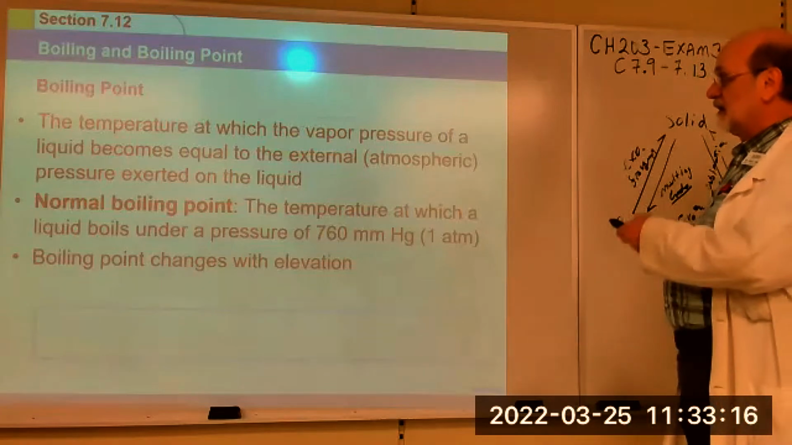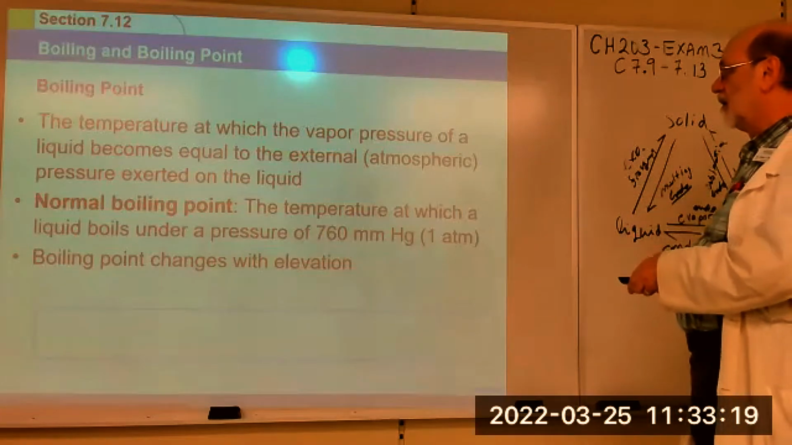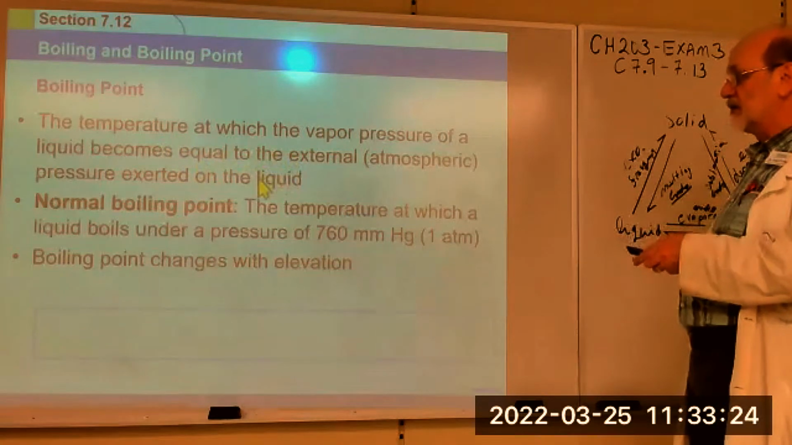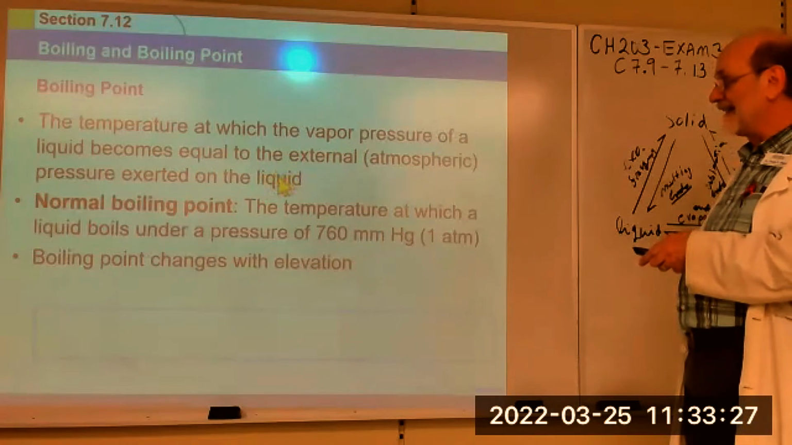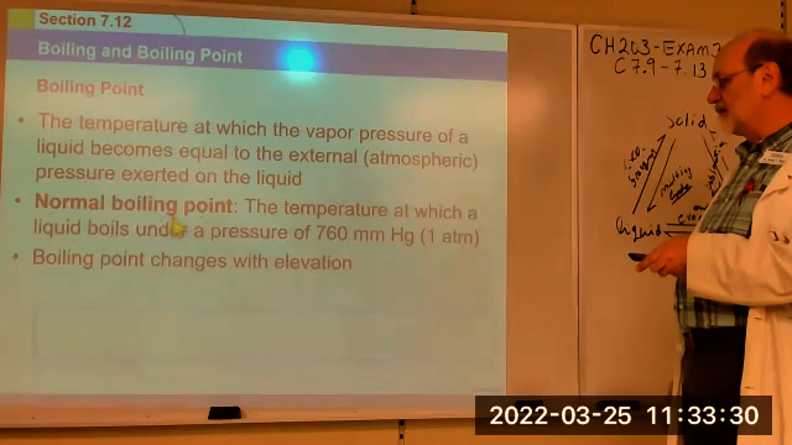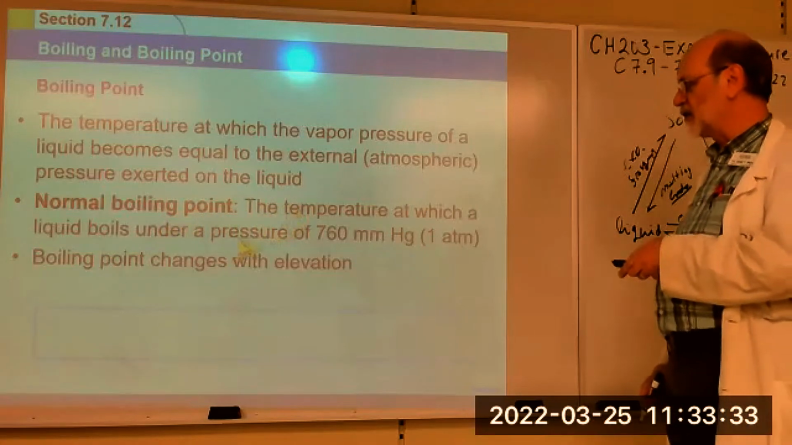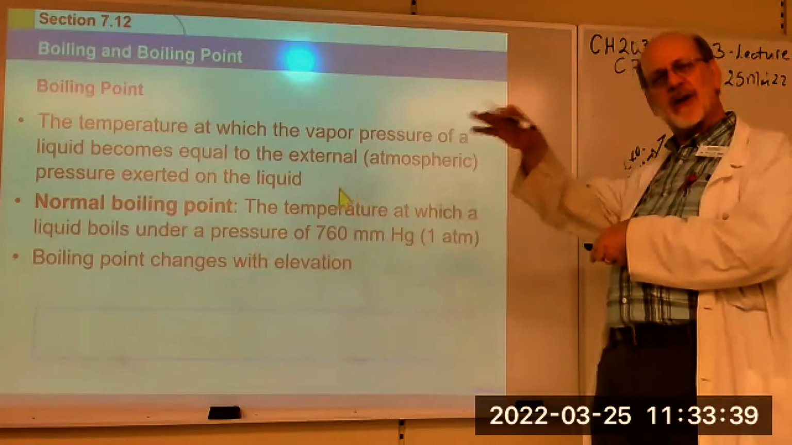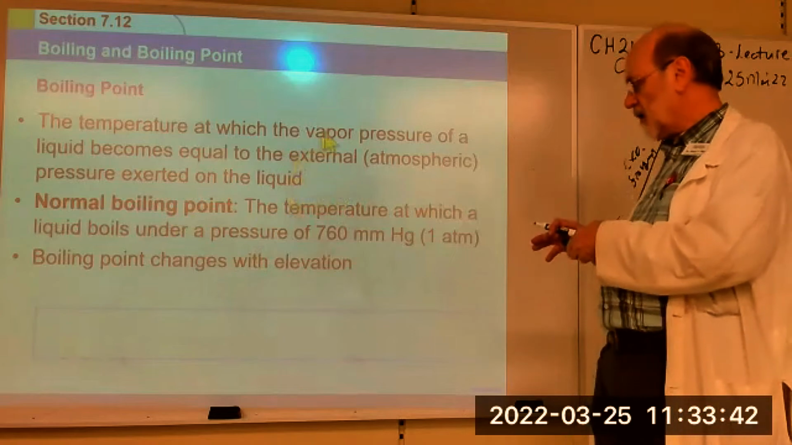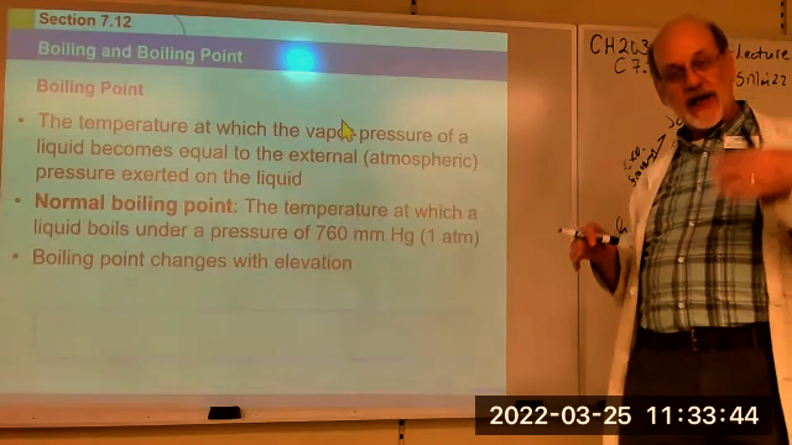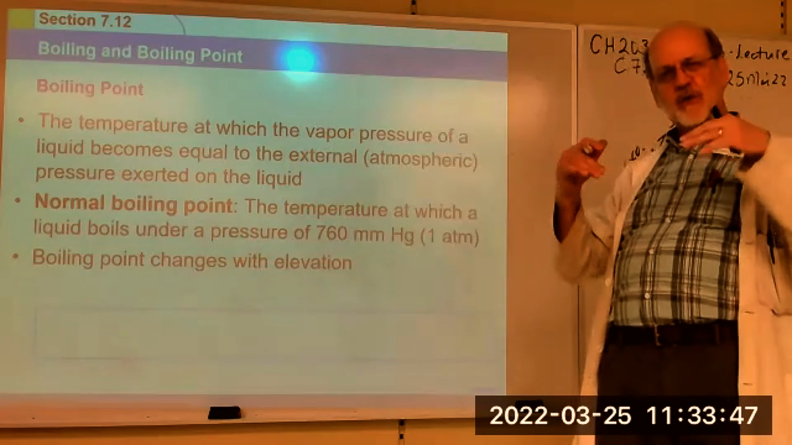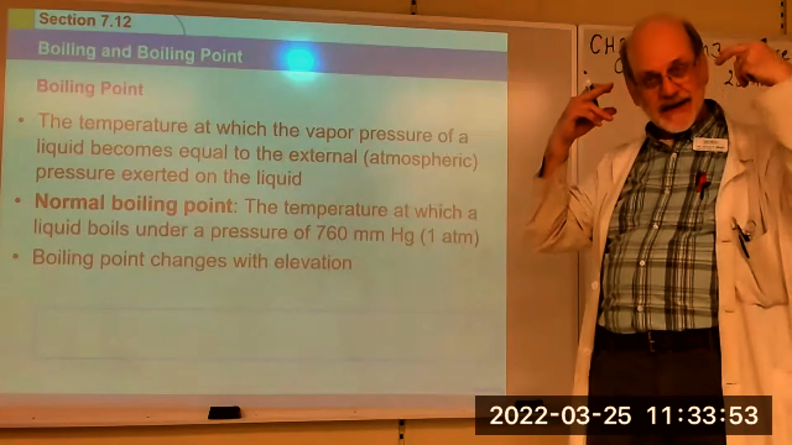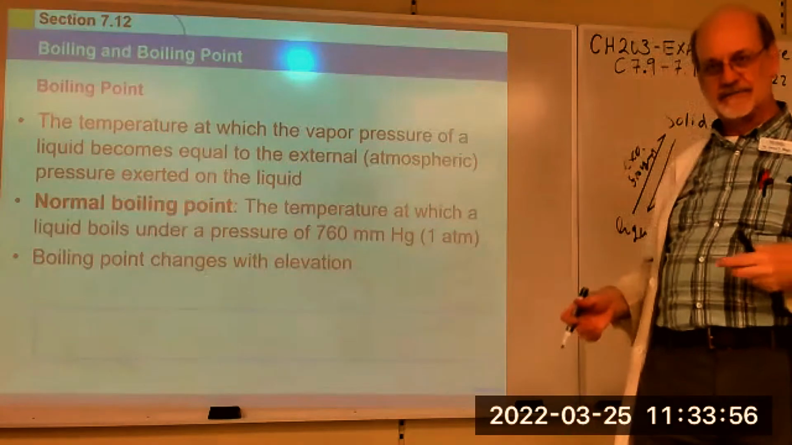And the boiling point is the temperature at which the vapor pressure of a liquid becomes equal to the external pressure that's exerted on the liquid. Okay. The normal boiling point is the temperature at which a liquid boils under 1 atmosphere pressure. It's normalized to 1 atmosphere. So that way you can compare different substances. If you know their boiling points at 1 atmosphere pressure for each of the substances, it gives you a better way to set them side by side and get some insight into their cohesive forces.